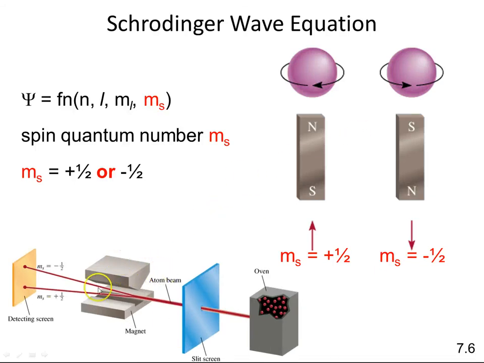It's a neat little experiment where you have an oven emitting electrons, go through a slit screen, and the spins of the electrons will show different results going through the magnetic field of the magnets due to their spin.